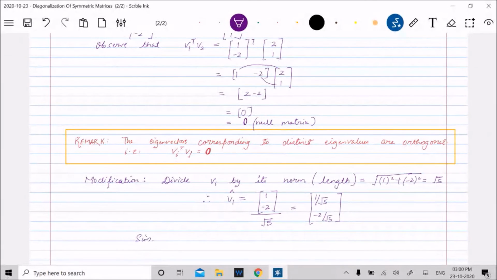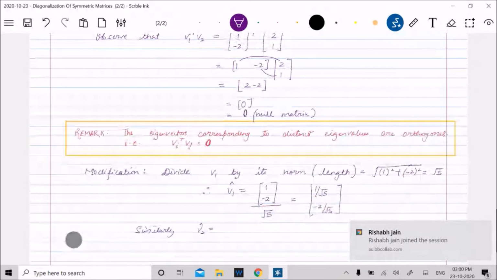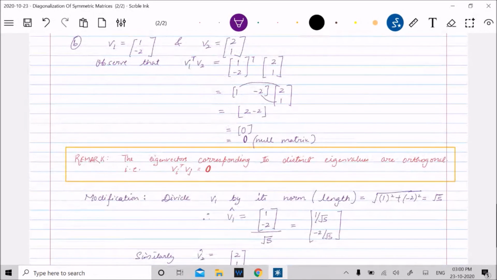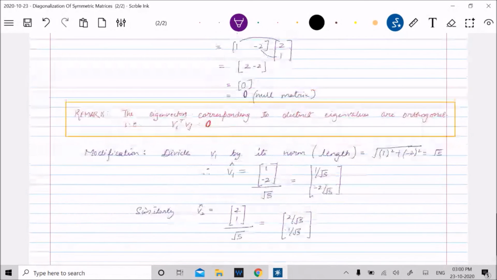Similarly, V2 cap will be V2, which was 2, 1, divided by its magnitude. Right? You can see that the magnitude of V2 is also under root of 2 square plus 1 square. That is also root 5. Coincidentally, both of the magnitudes are the same. So the first will be 2 by root 5 and the second 1 upon root 5. This is the second eigenvector, and these are modified eigenvectors. I'm just putting a cap here, and that gives you an indication that they are actually modified. Are you getting my point?